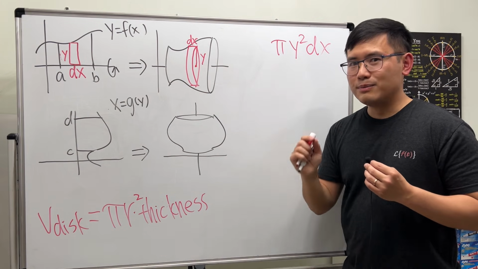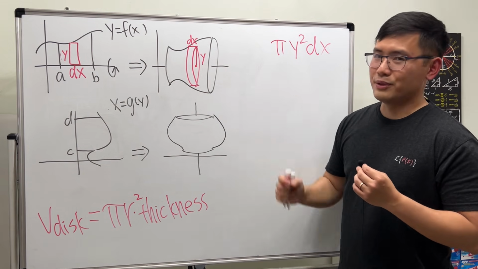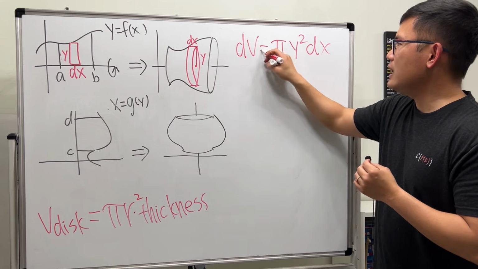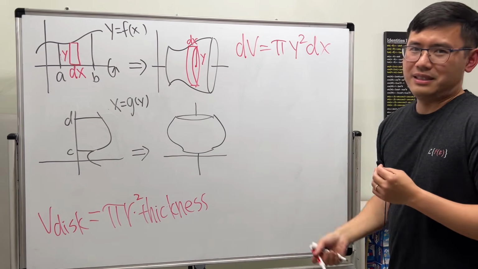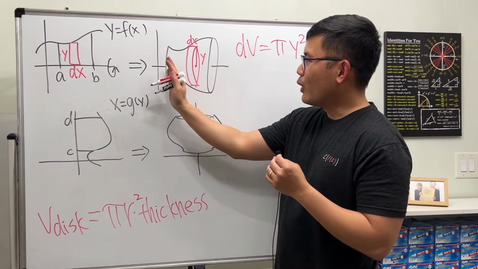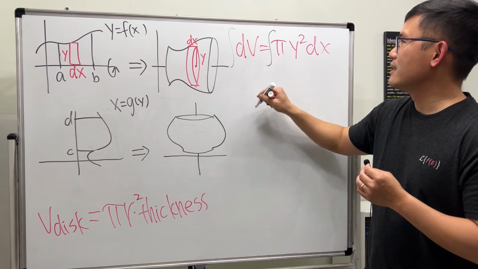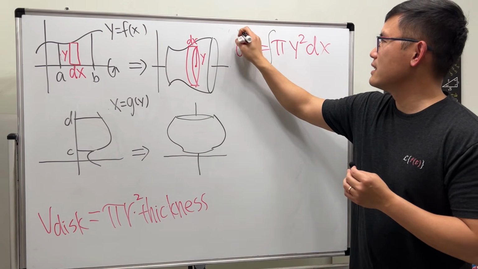And this is just a small change in the volume, so what should we label this? dV, yes. So we can just put down dV is just that. And now once we have this, just go ahead and add up all these disks, and I will just integrate, right? Integrate both sides.